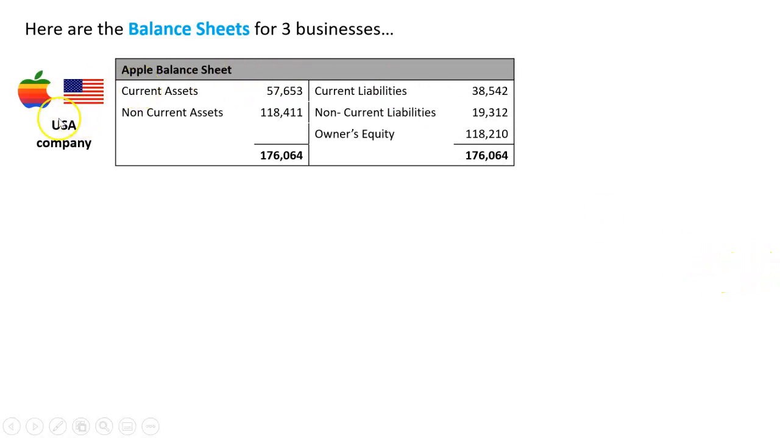We've got Apple here, that's an American company. On the left-hand side, we've got assets, and they're broken into current and non-current. We'll learn what all this is later on, but for now, we just see they're over on the left-hand side. And on the right-hand side, we've got the liabilities, which are also current and non-current, and we've got owner's equity. And the two sides balance, those numbers equal.